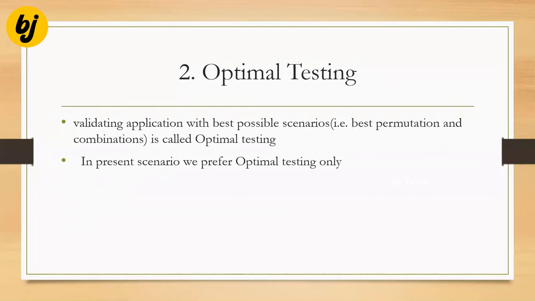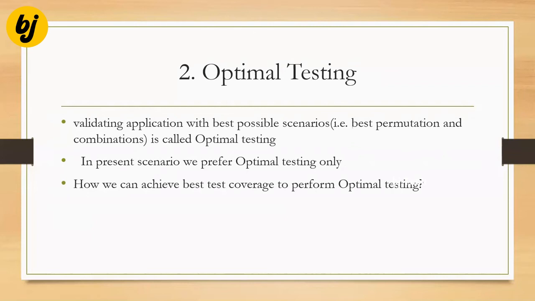How can we go for this optimal testing? As the software testing principle says, exhaustive testing is impractical. So we have to go for optimal testing only. Best possible ways we have to test the application. Then how can we achieve the best test coverage to perform optimal testing?